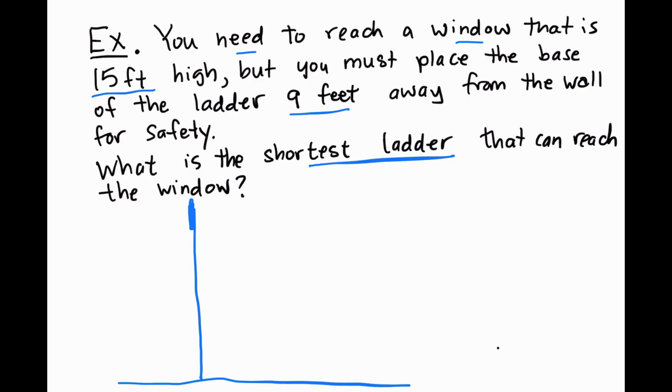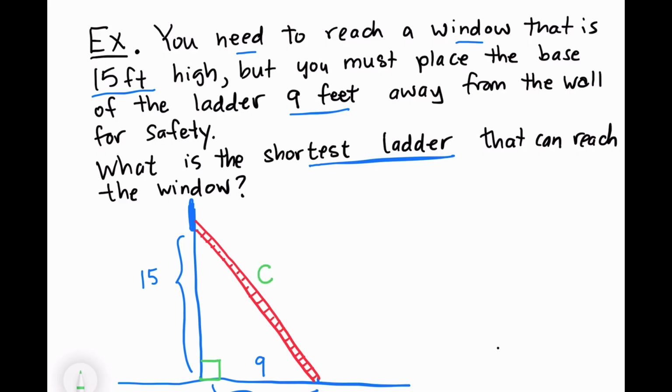So we know that the window is 15 feet off the ground, and we know that the base of the ladder has to be 9 feet away. So let me just draw the ladder. The house and the ground form a right angle, so we can see that the ladder really is just the hypotenuse of a right triangle.